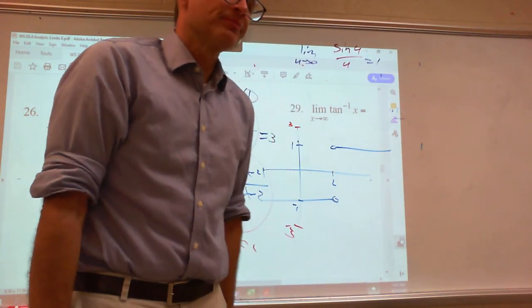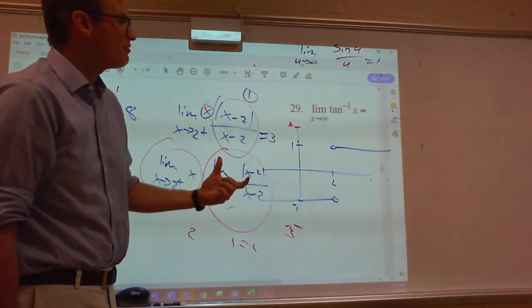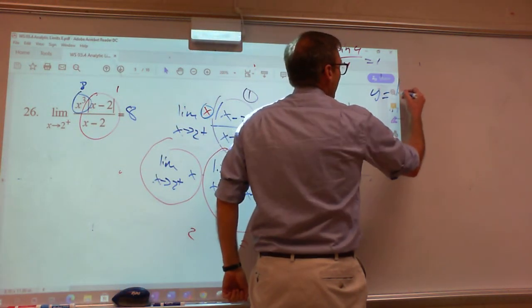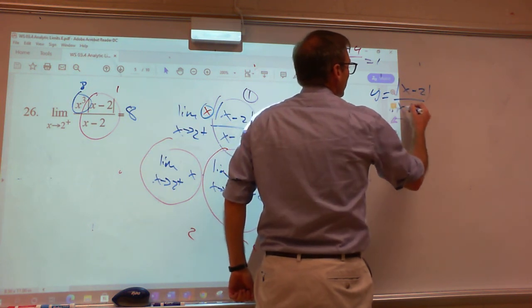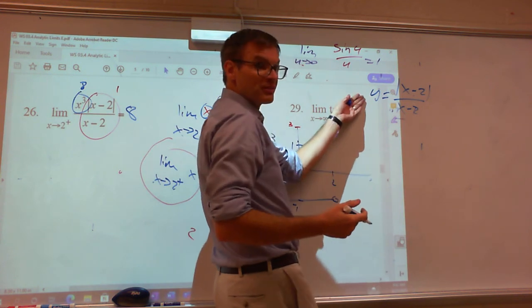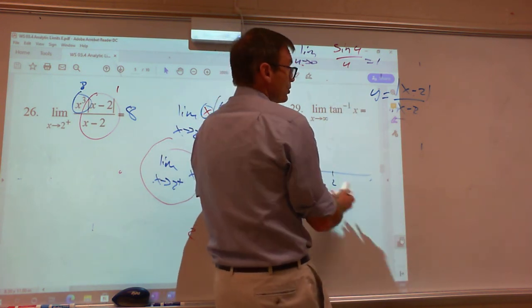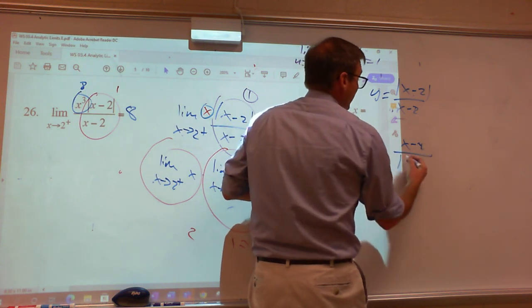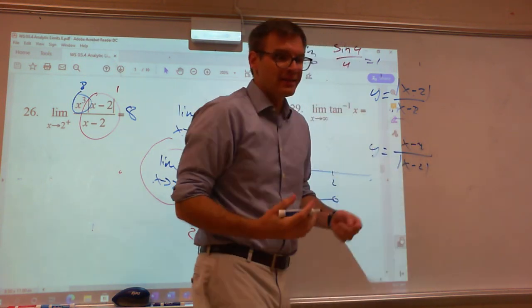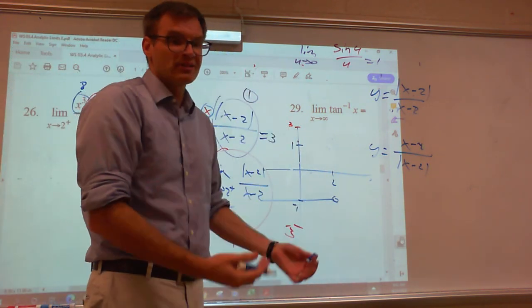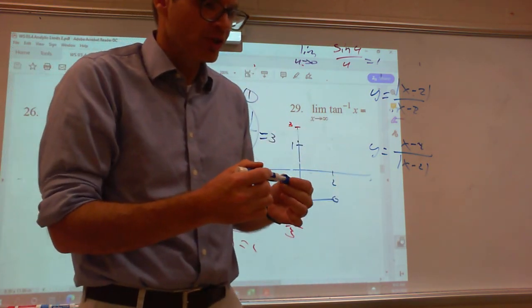It's the same thing, because the graph is the same. If I were to graph y equals the absolute value of x minus 2 over x minus 2, if I were to graph this in my calculator, I would get this picture. If I were to graph y is equal to x minus 2 over the absolute value of x minus 2, I would get the exact same picture. And since I get the exact same picture, your limit's going to be the same because remember the limit is based on the picture.